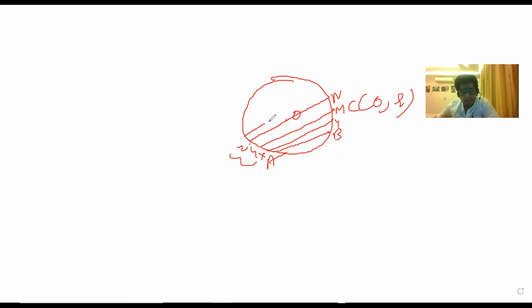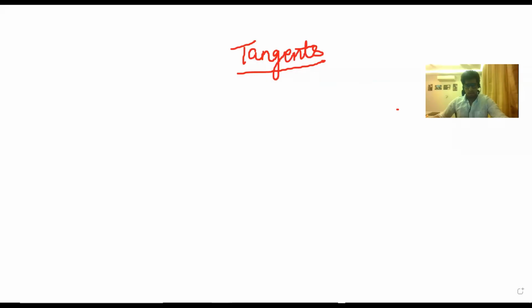And when we go above the center, let's say the chord name is HF. You see that HF is a little smaller than ZN. So as we go above the center, the chords get shorter and shorter, and it comes to a point. The diameter is the chord that passes through the center, and hence it is the biggest chord in the circle. I hope you have understood all the concepts of chords.